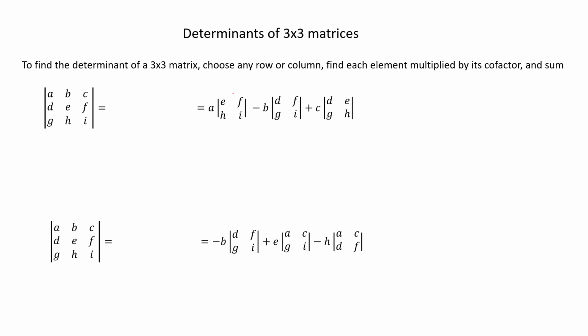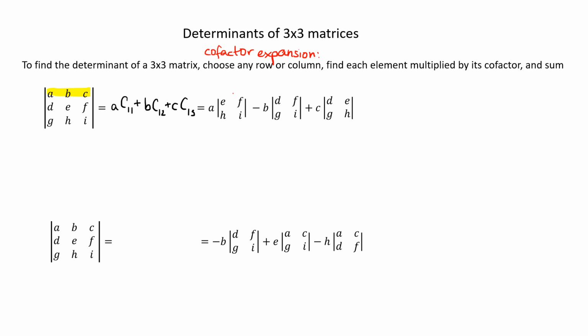To find the determinant of a 3 by 3 matrix, we're going to do what's called a cofactor expansion. And what that means is that we're going to choose any row or column, and then we're going to multiply each element in the row or column by its cofactor, and then we'll add them all up. So for example, in this first example, I'm going to take the first row, and I'm going to multiply A by its cofactor, plus B by its cofactor, plus C times its cofactor.